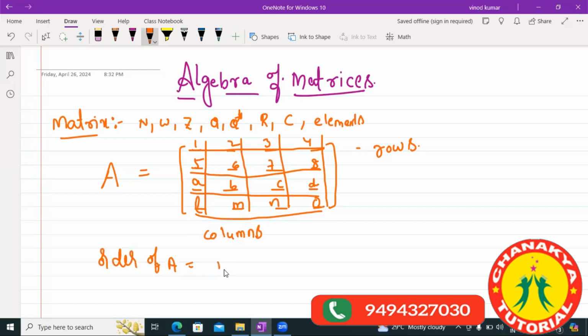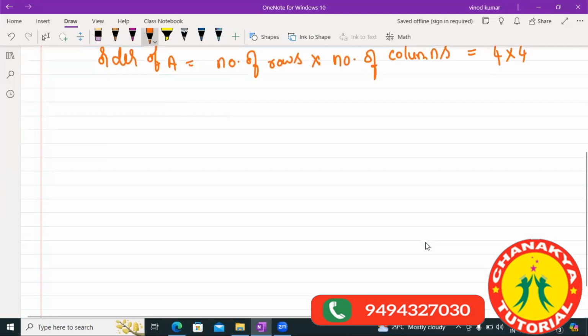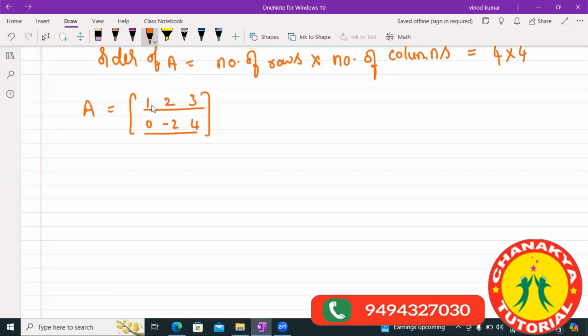The order of A equals number of rows by number of columns. In this example, 4 rows and 4 columns are there. The symbol looks like a multiplication sign, but we read it as by. So it is 4 by 4. Here, capital A equals 1, 2, 3, 0, minus 2, 4. How many rows are there? One row, second row, and column 1, column 2, column 3. First we write the number of rows, then columns: 2 rows by 3 columns, so the order is 2 by 3.